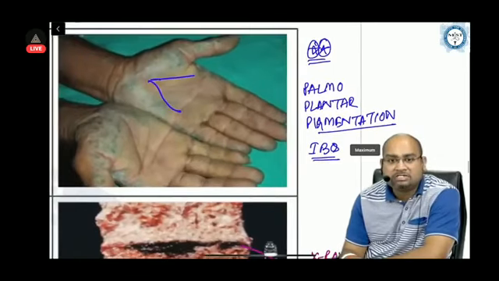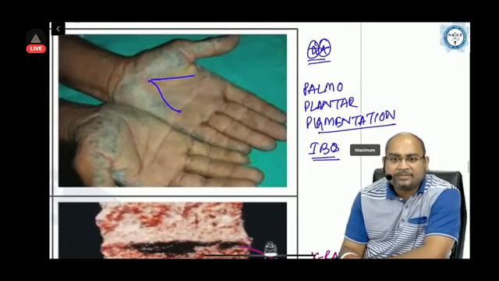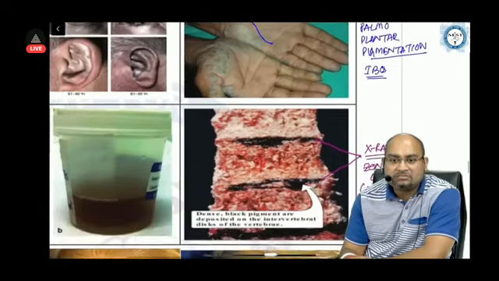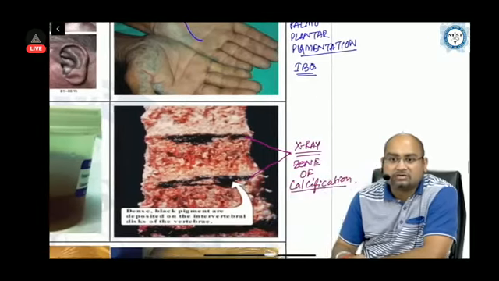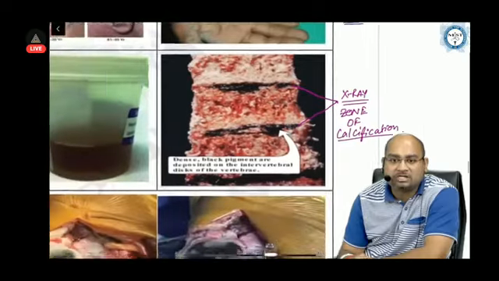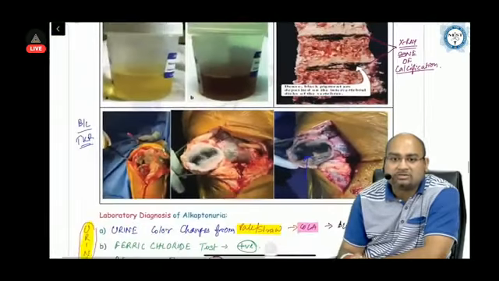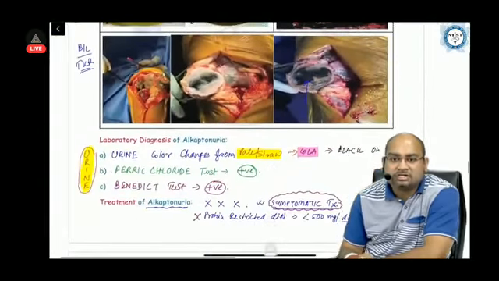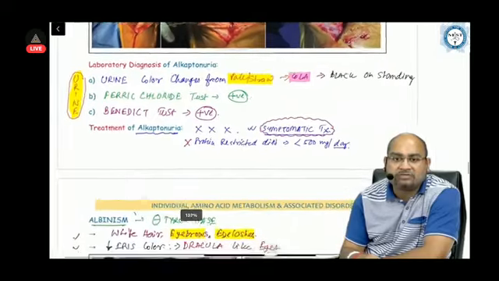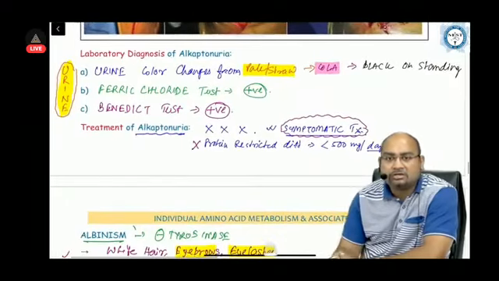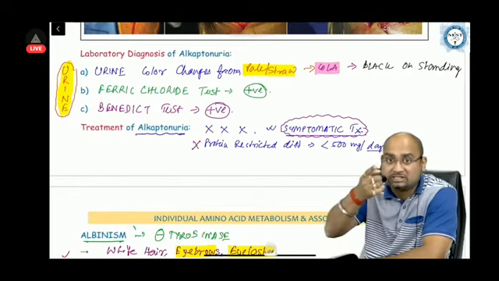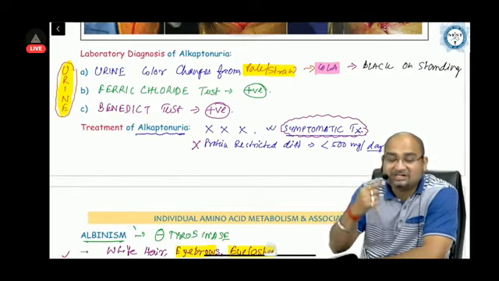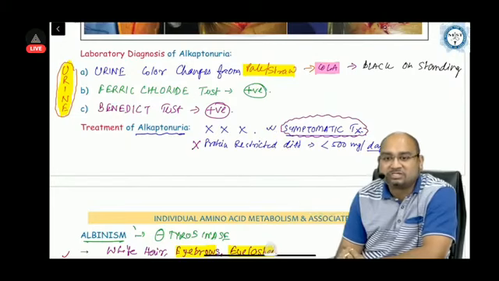Palmoplantar pigmentation, please remember this point. This has been asked in your FMG exam. Try to look here: zone of calcification on the X-ray, and this is a person undergoing total knee replacement. 3 urine tests can confirm the presence of alkaptonuria. No blood test over here. Color change, ferric chloride test positive, and as homogentisic acid is reducing in nature, that is also positive over here.